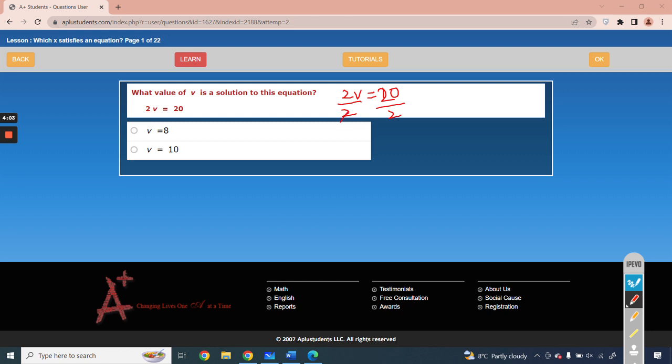2 and 2 cancel out each other. You are left with v, and 2 times what number is 20? 2 times 10 is 20. That means 10 is the correct number. 10 is the number that makes the equation true. You can check: replace v by 10, and 2 times 10 is 20, and 20 equals 20. So the correct option is v equals 10. Just select the correct option, then click on the OK button.